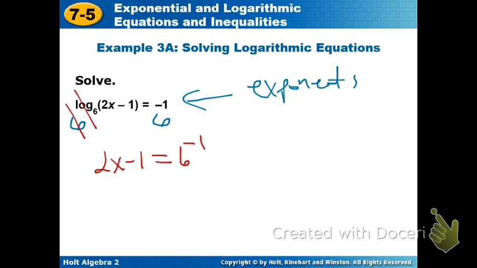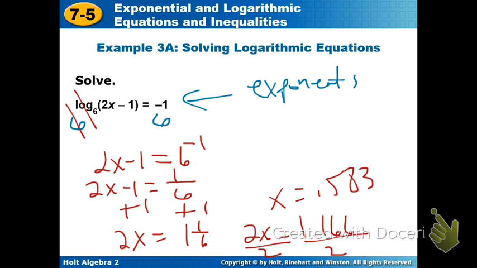6 to the negative 1 power is really what? What does the negative exponent tell you to do to the 6? Drop it down. Now, solve that for x. So we got x equals 0.583.